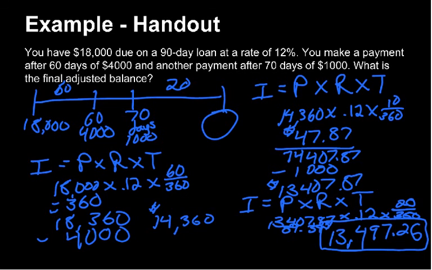We just find the interest on the first part before that payment's made, add it to our principal, subtract the payment, and then use that amount as our principal for our next amount of days, whatever that might be. Hope this helps.